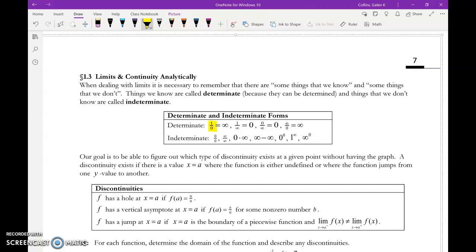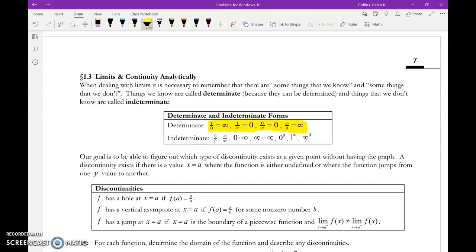So when we're evaluating a limit and we see something like that, any number divided by a huge, huge number is 0. So 0 divided by infinity would also be 0. And if we were to flip that, infinity divided by 0 is infinity. So if we observe these when we are analyzing a limit, these are all things that we know. These are determinate forms.